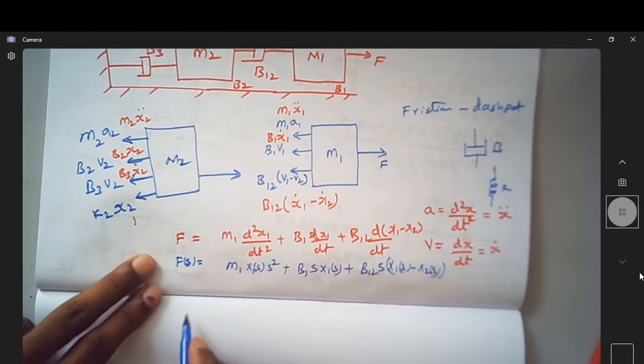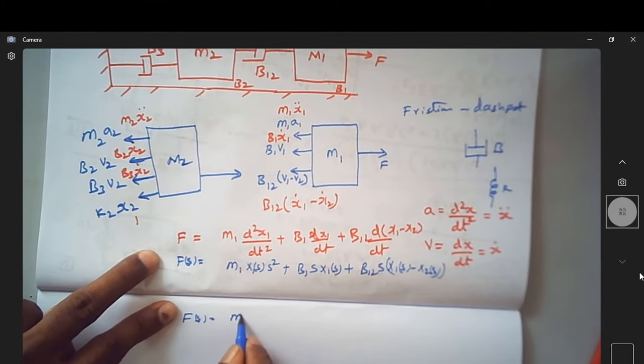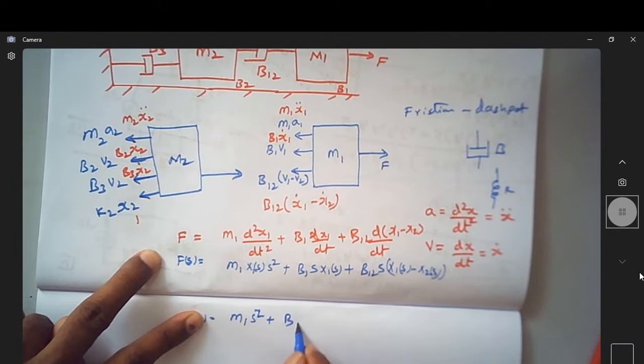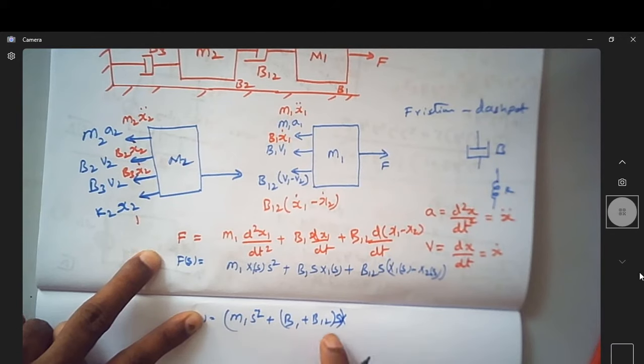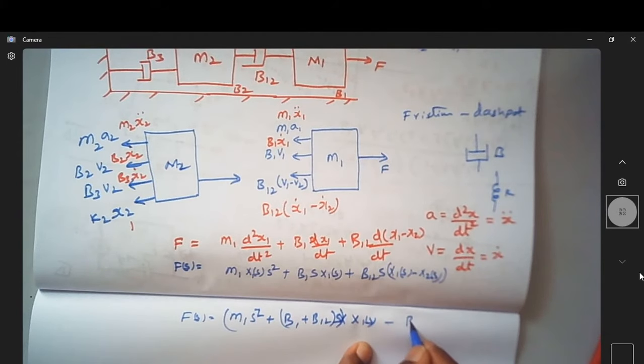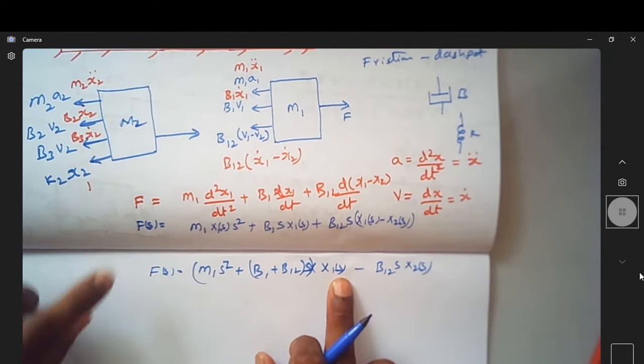So I can simplify this and group it for x1 of s. Is it not m1 s square plus, of course s coefficients are b1 plus b12 s, into x1 of s. And do you have this minus b12 s x2 of s? This is the Laplace of this particular equation.